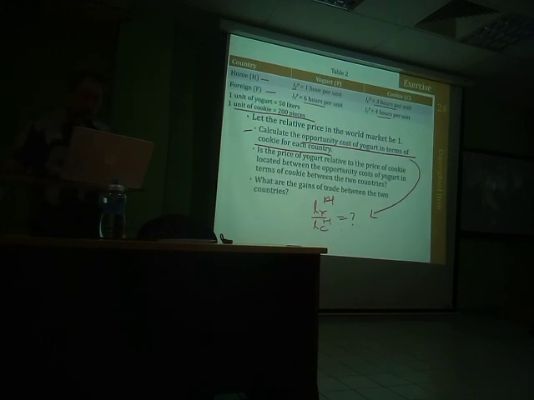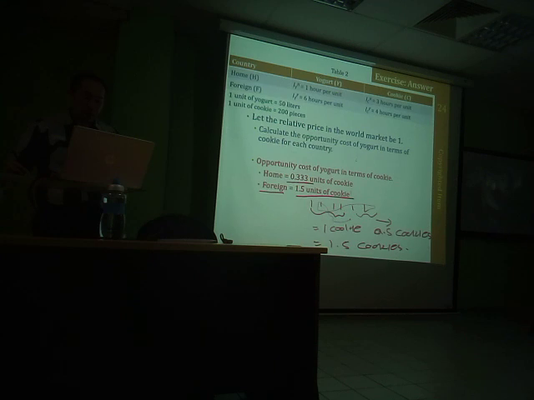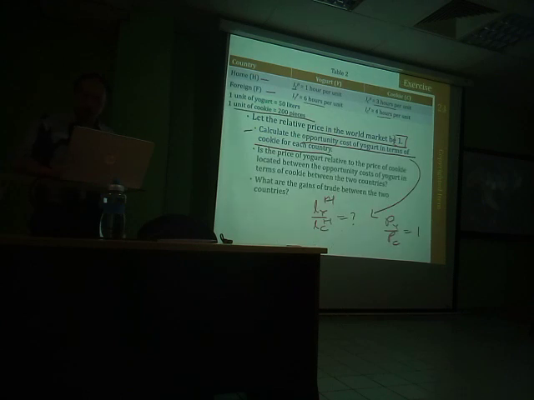What is the next question? Is the relative price of yogurt, the price of yogurt relative to the price of cookies, located between the opportunity cost of yogurt in terms of cookie between the two countries? The relative price here is what? Relative price of yogurt to cookie is equal to what? And we have the opportunity costs which are 0.333 and 1.5. The question is, is the relative price located between these two opportunity costs? Yes. If yes, which country should specialize in yogurt and which country should specialize in cookies?